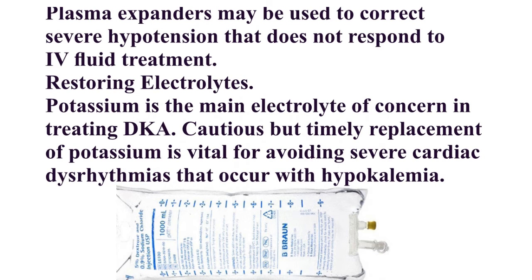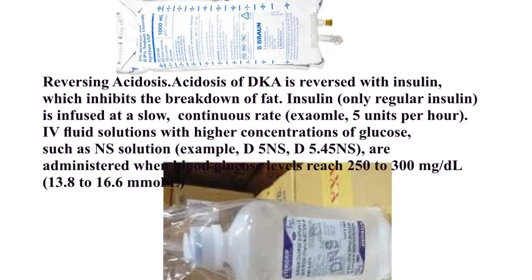Restoring electrolytes. Potassium is the main electrolyte of concern in treating DKA. Cautious but timely replacement of potassium is vital for avoiding severe cardiac dysrhythmias that occur with hypokalemia. Reversing acidosis. Acidosis of DKA is reversed with insulin, which inhibits the breakdown of fat.